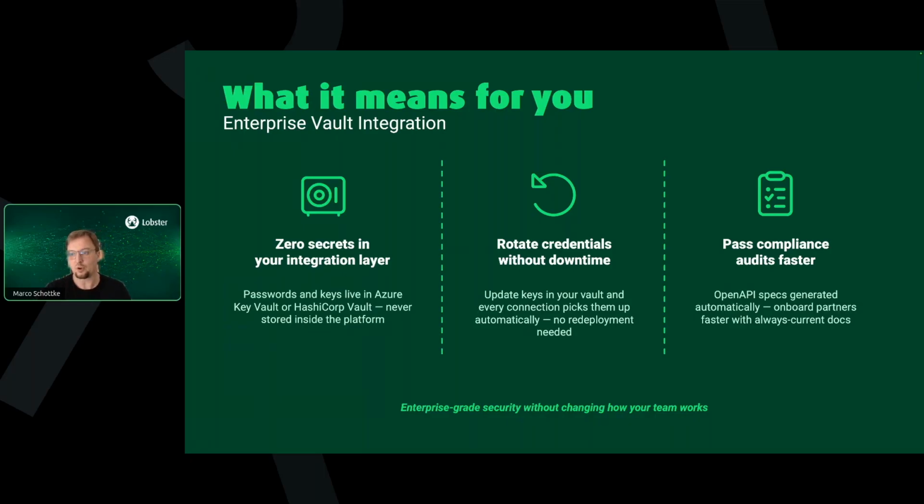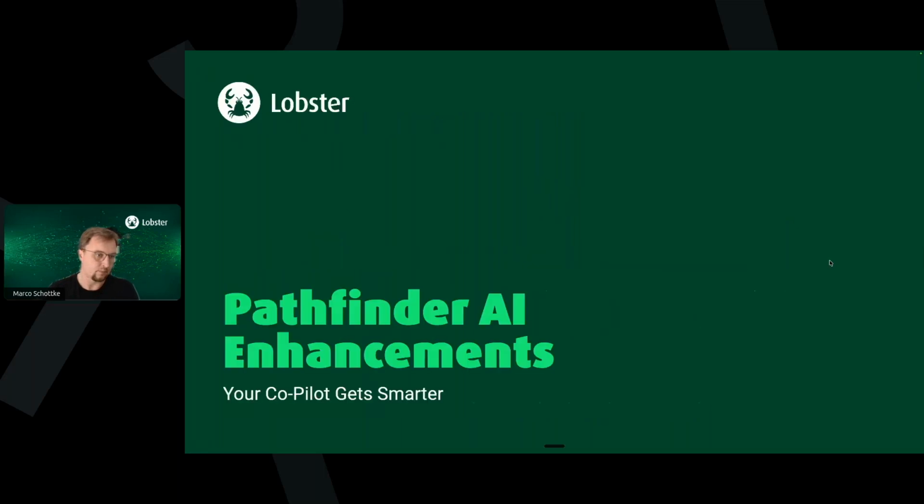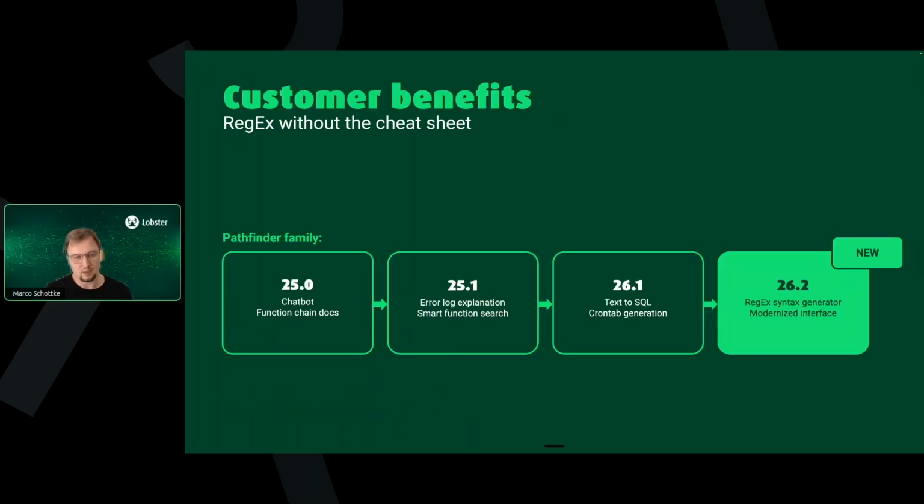So far we have talked about handing things to the security team and to the platform itself. Next we talk about handing things to AI, to our Pathfinder. But before that, let's start with a quick history check. Nearly a year ago, with 25.0, we introduced Pathfinder for the first time. We had a chatbot and function chain documentation.